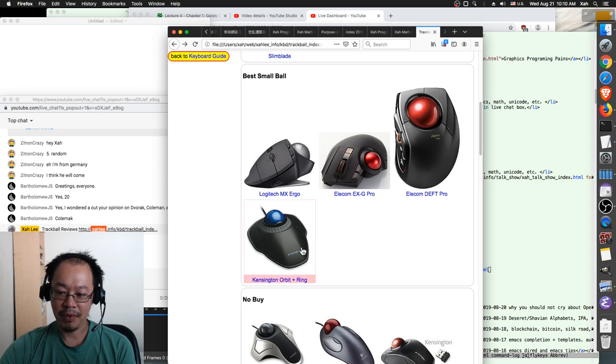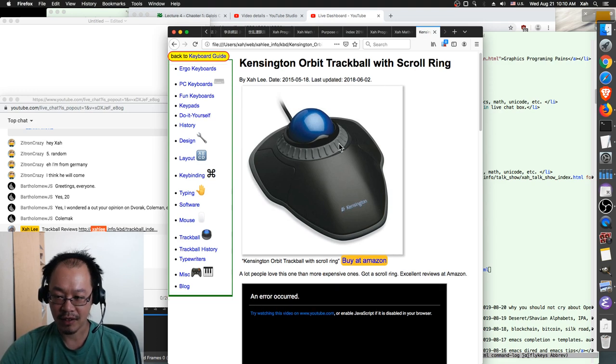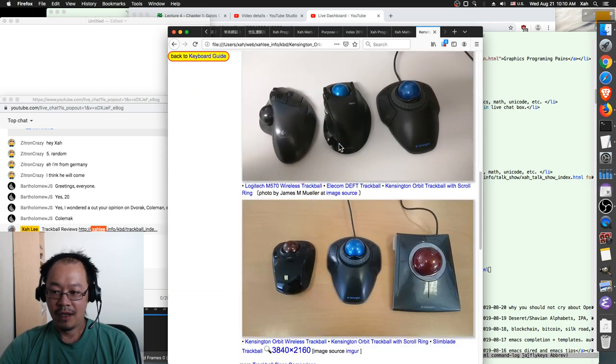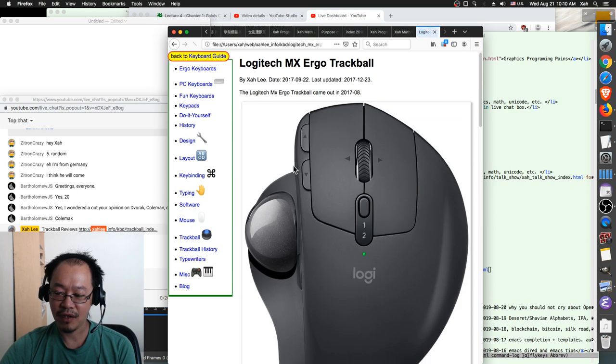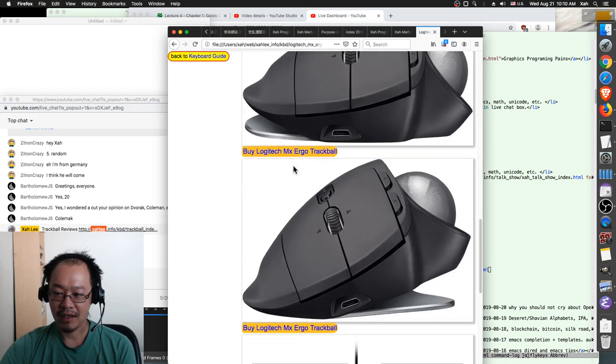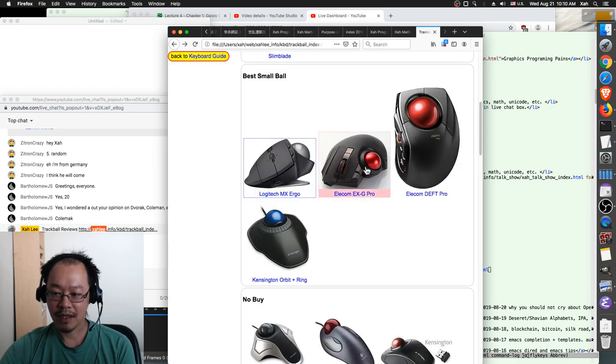This one is cheapest, this Kensington, okay? In particular, it has a ring. This ring, you can twist it. It's like a mouse wheel. It functions as a mouse wheel. So this one is very good and cheap, like $30. The others are like, this one is $80. This is new, it came out last year. Logitech, it's thumb based. This one is also thumb based.